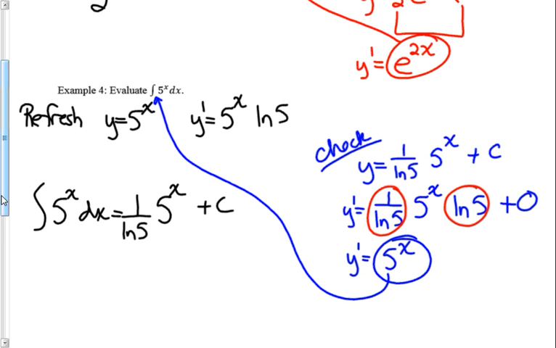There you go. That's our introduction to antiderivatives, and we will be practicing quite a few more once we get into class.